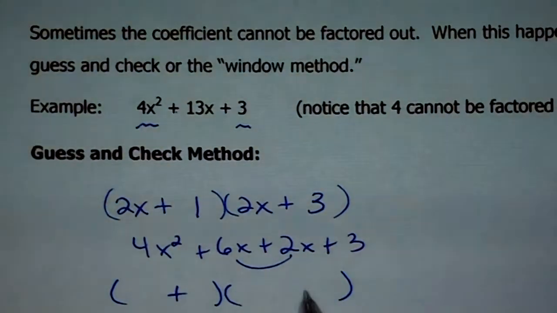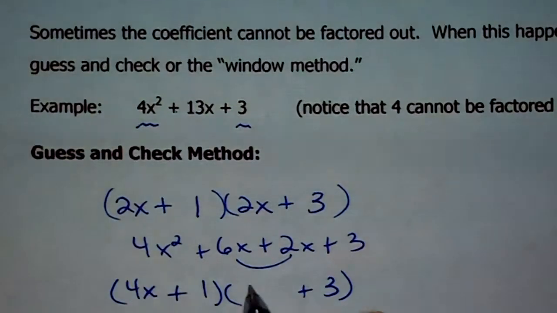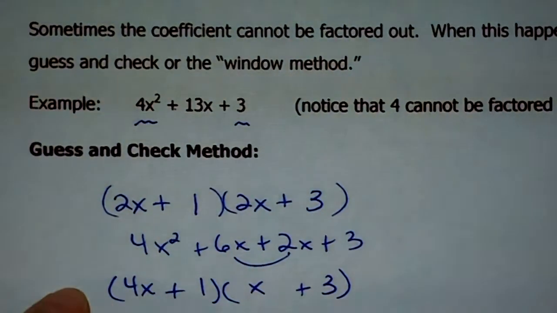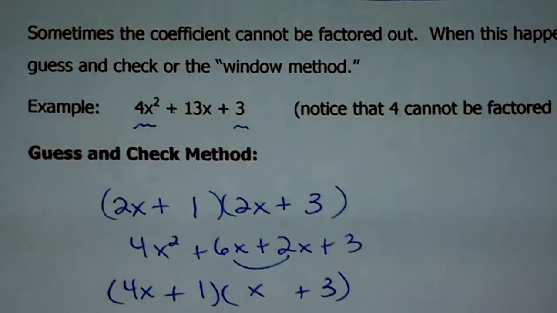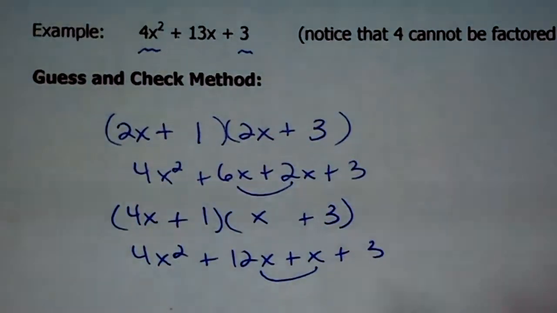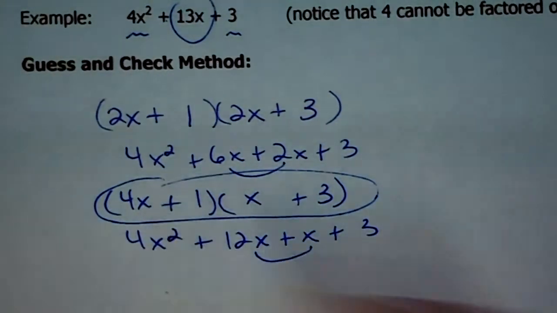And this time, since I know I can't really change the factors of 3, but 4x squared has another set of factors of just 4 and 1, I'm going to change this to 4x and x. So now let's do the check part. 4 times x is 4x squared. 4x times 3 is 12x. 1 times x is x. 1 times 3 is 3. And this time, when you put the 12x and the 1x together, you get the 13x in the original trinomial, which means this is correct.